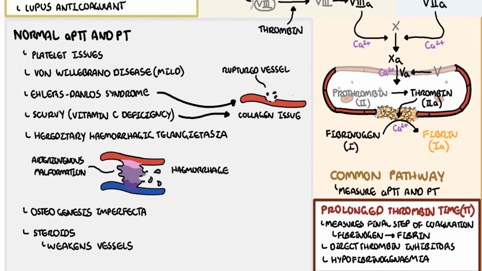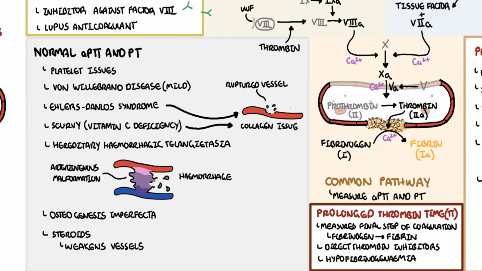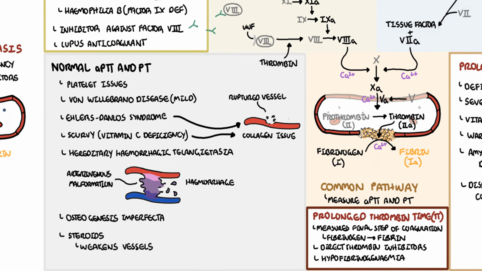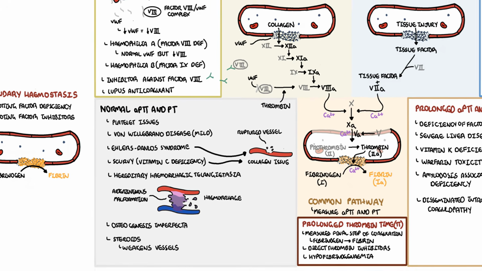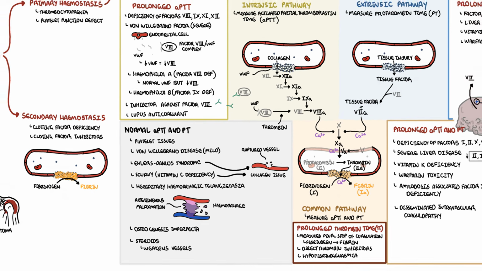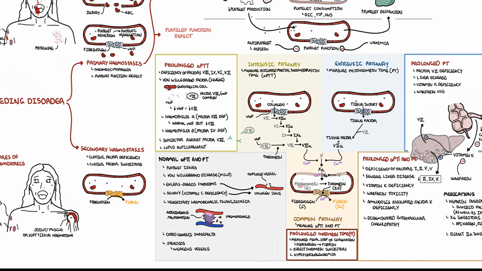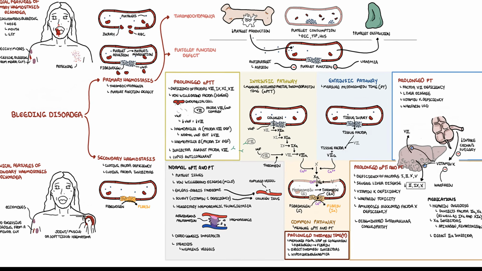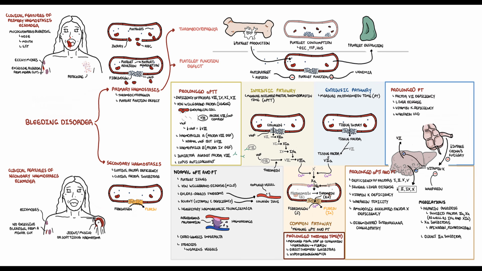So in summary, in this video we talked about the types of bleeding disorders caused by issues in primary hemostasis or secondary hemostasis. Bleeding disorders coming from primary hemostasis involves problems with platelets, either too little or there's platelet dysfunction. Bleeding disorders coming from secondary hemostasis can be evaluated with aPTT and PT as well as TT.